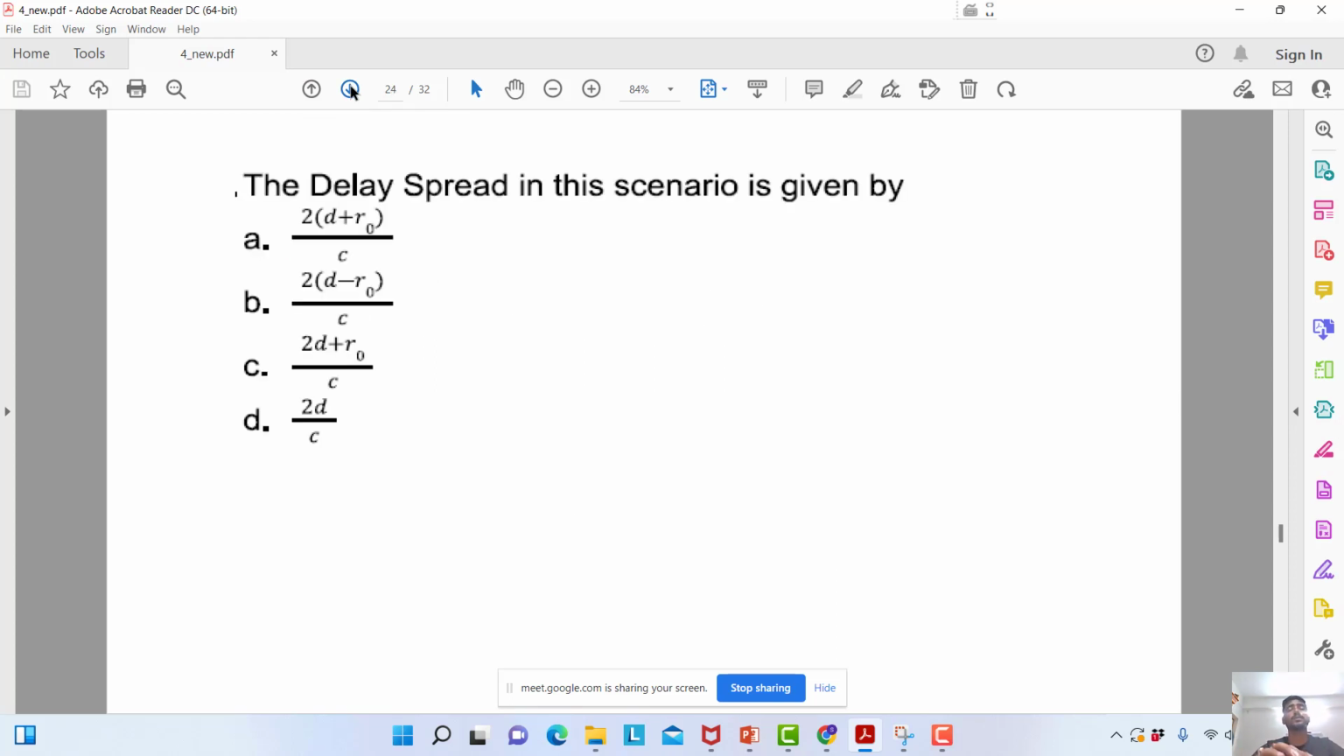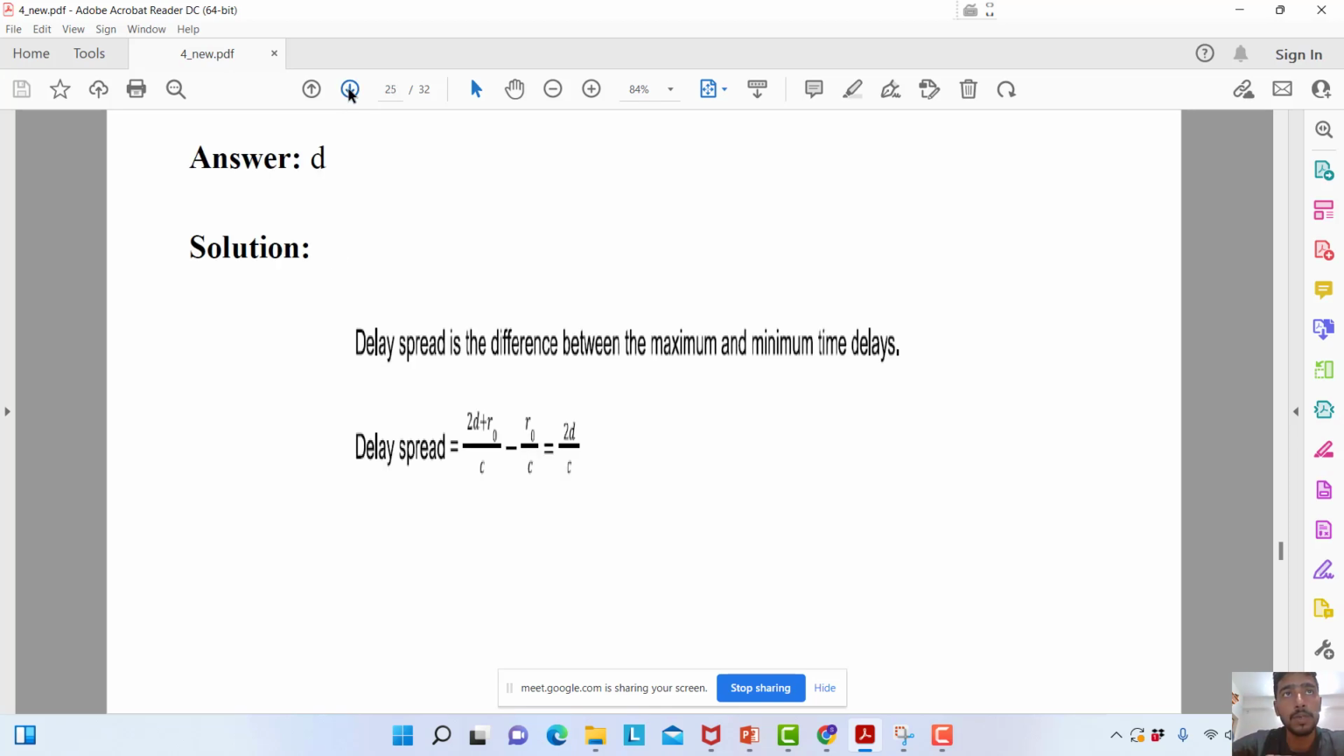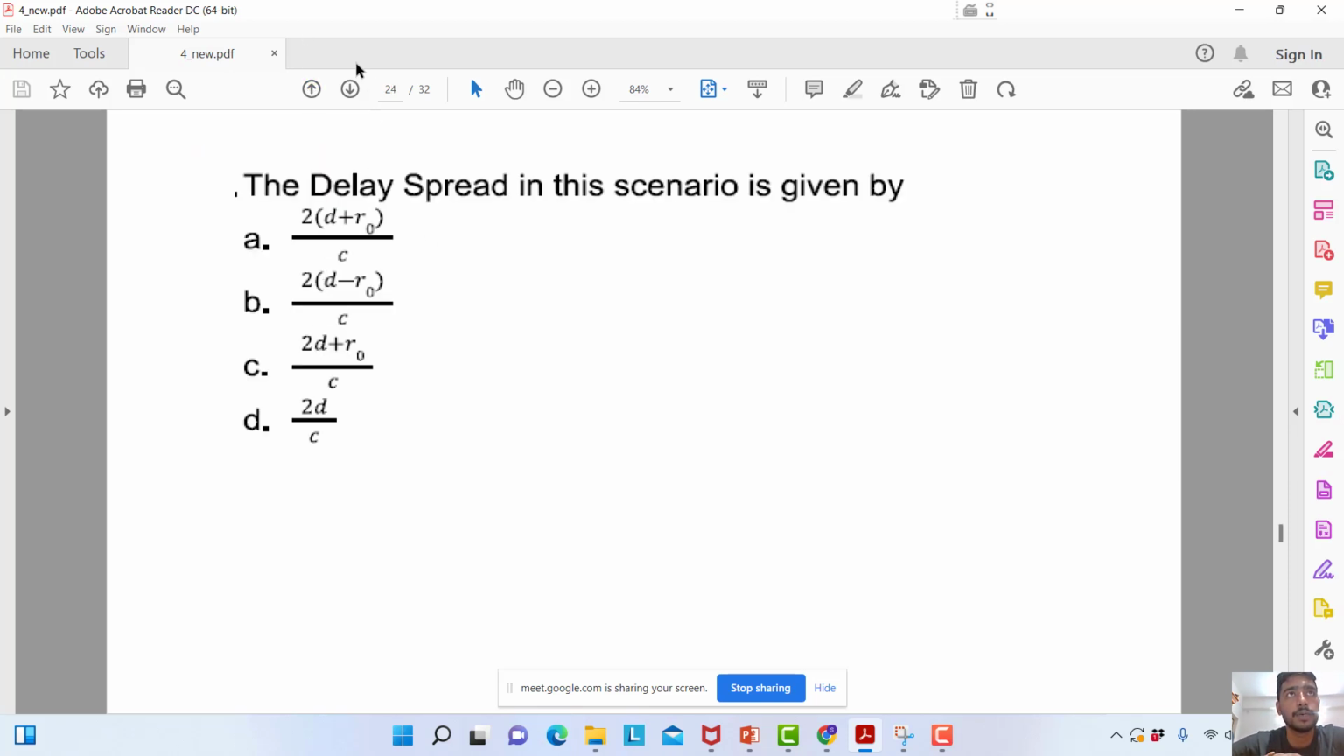Next question is also related to the previous one. Here we have to calculate the delay spread in the given scenario. Delay spread is the difference between the maximum and minimum time delay. The maximum is for the reflected term, and this is for the direct term. Then we can subtract both terms, and it will come to 2d by c. So the answer is 2d by c, which is the D part.